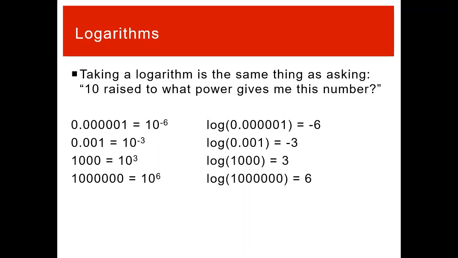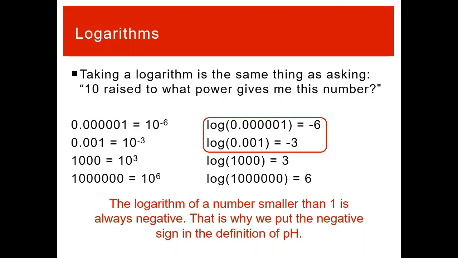When you're using a base 10 logarithm, it's the same thing as asking, 10 raised to what power gives me this number? And so 0.000001 is 10 to the negative 6. So the log of that number is negative 6. You'll notice that the logarithm of numbers smaller than 1 are always negative. Because our concentrations are generally going to be below 1, that's why we put the negative sign when we take the negative logarithm, to give us a positive sign in our pH. So a common mistake is forgetting that negative sign. pH values that we're going to be working with are always going to be positive values.